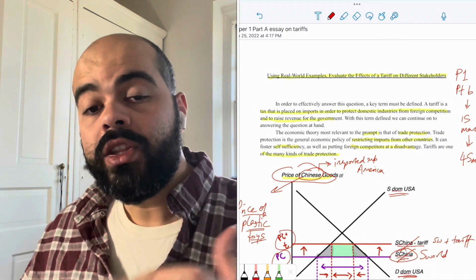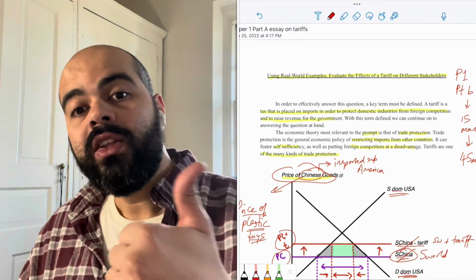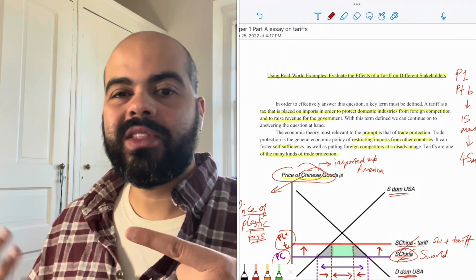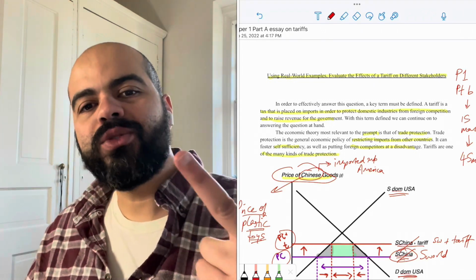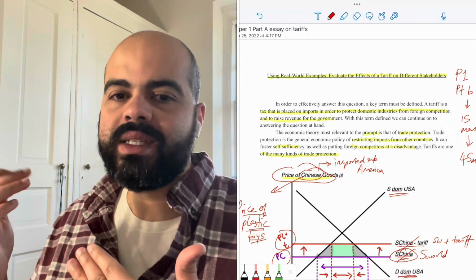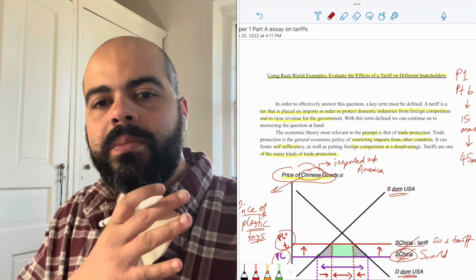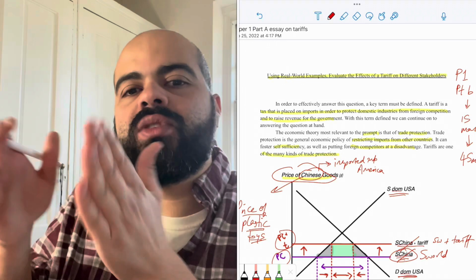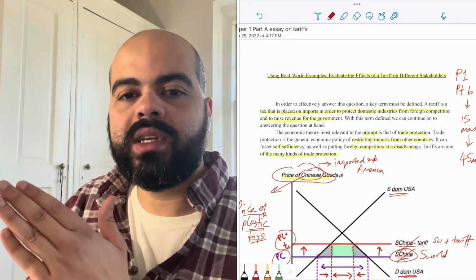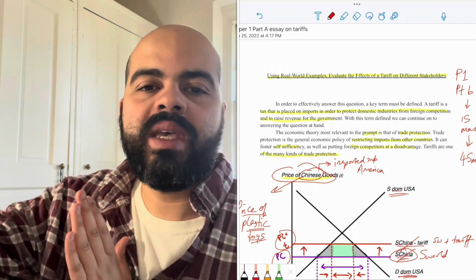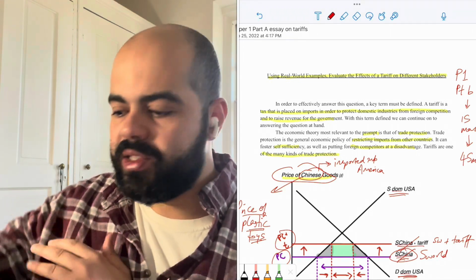However, overall, the student does define key terms. The student does explain relevant economic theory. The student evaluates and actually addresses the demands of the prompt while weaving in a really good real-world example, which is how President Biden has decided to actually continue the tariffs that his predecessor, President Trump, had imposed against China, because China is not meeting their end of this trade deal.